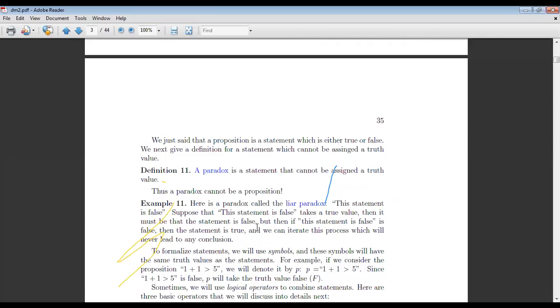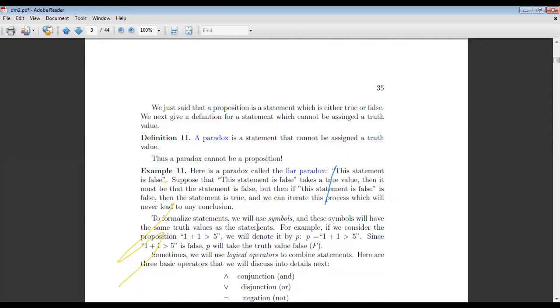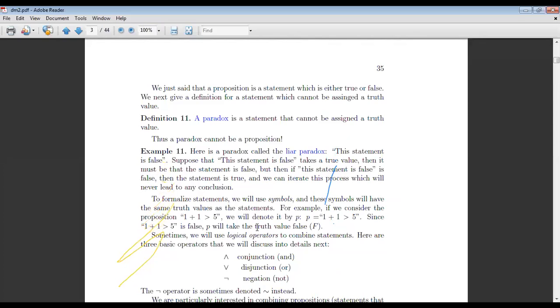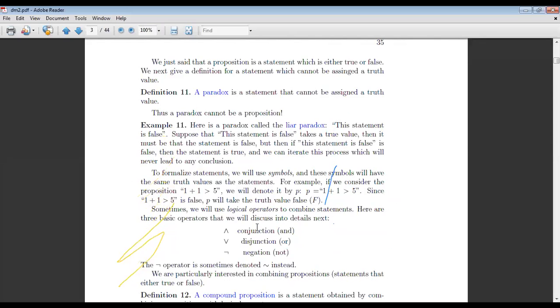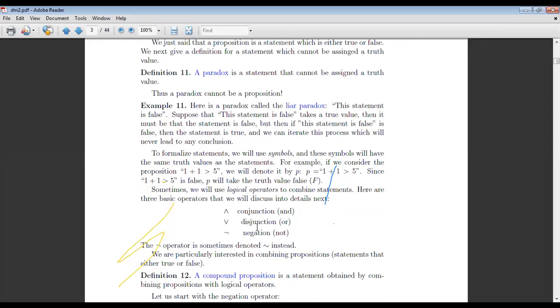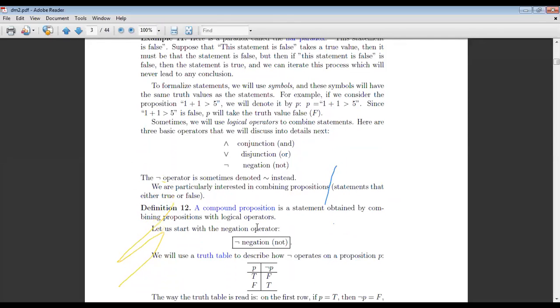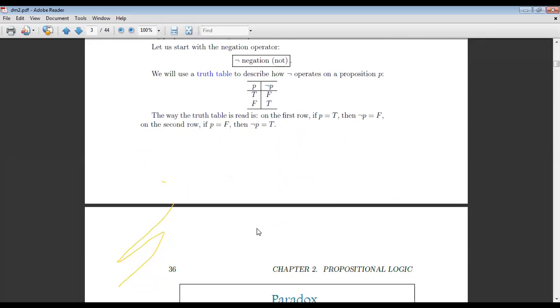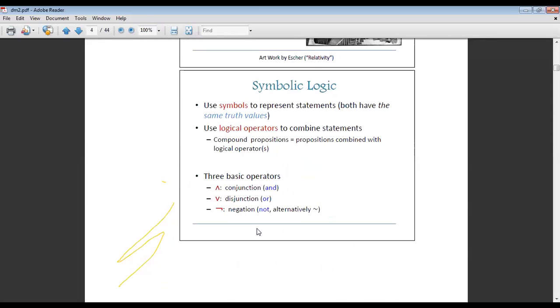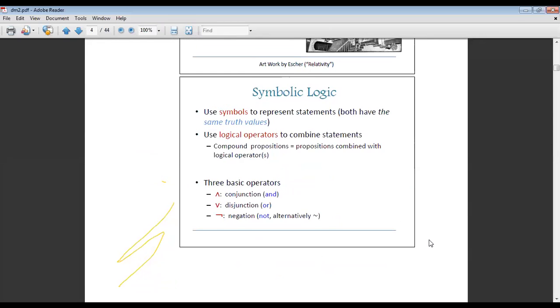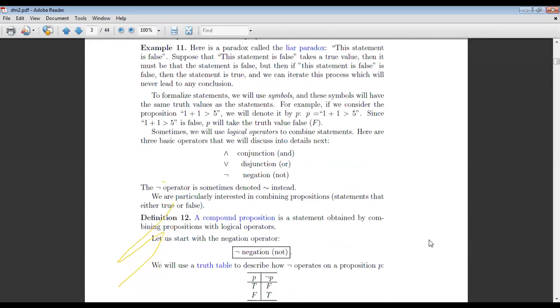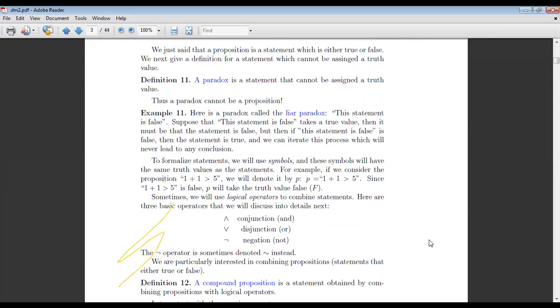Paradox. I think paradox is not required. Conjunction, negation. Okay. So after proposition, the term paradox will come.